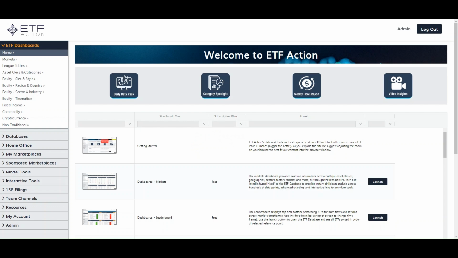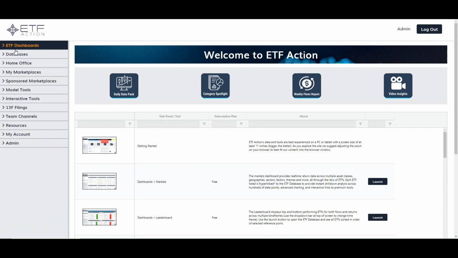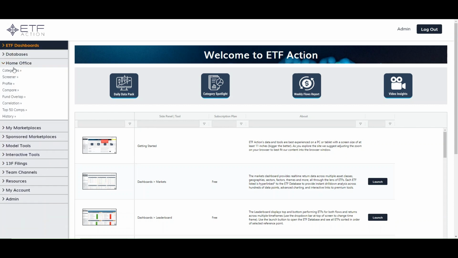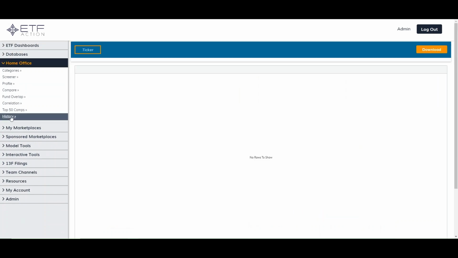This is the ETF Action homepage when you get to our site, and where we're going to navigate to is the home office and a tool specifically called history. So this tool is great for looking up the history for any ETF out there. What you can do is you can look at history across all the data points in the system.